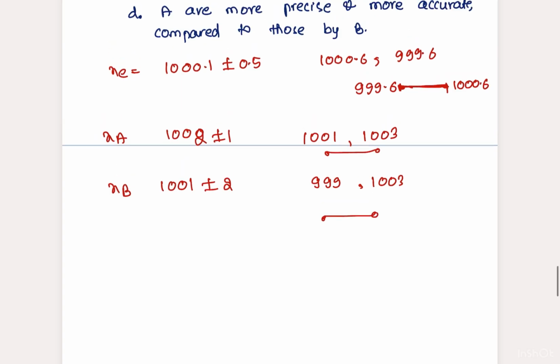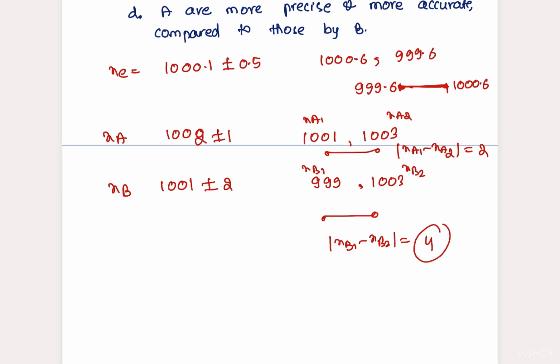So we can just observe. Suppose the A values are XA1 and XA2, and the B values are XB1 and XB2. The difference between XA1 and XA2 will be 2, and the difference between XB1 and XB2 will be 4. So XB1 and XB2 differ by 4, while XA1 and XA2 differ by 2, which means that XA1 and XA2 are closer compared to XB1 and XB2. Therefore A is more precise, meaning the multiple observations are closer. A is more precise.